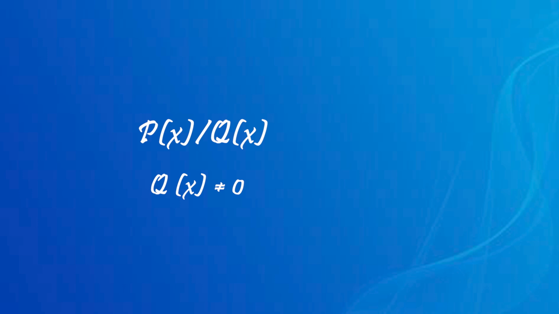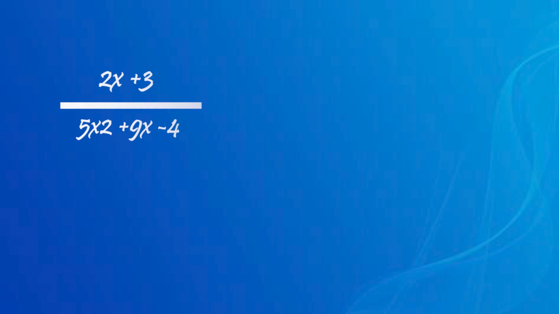If a function or an expression can be expressed like this, it's called a rational expression or a rational function. This is when the denominator q of x is never zero. As I said, the numerator p of x and the denominator q of x are both polynomials. Let's see examples of rational expressions or rational functions.